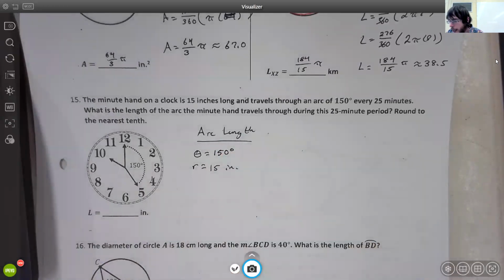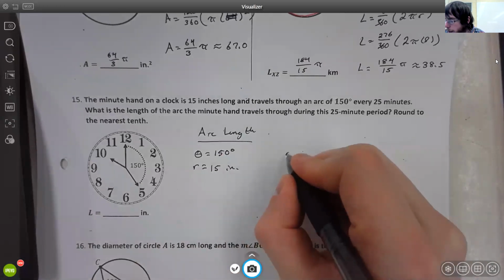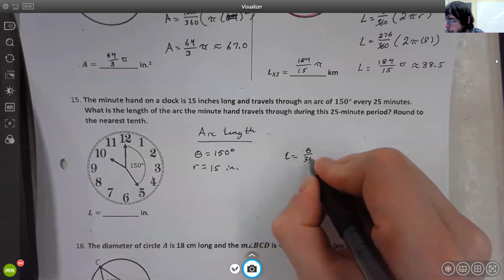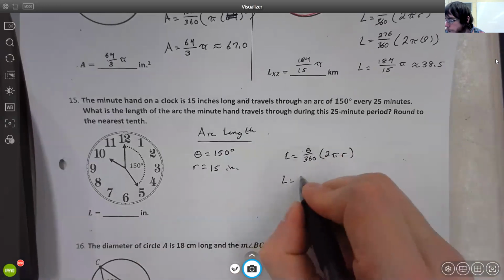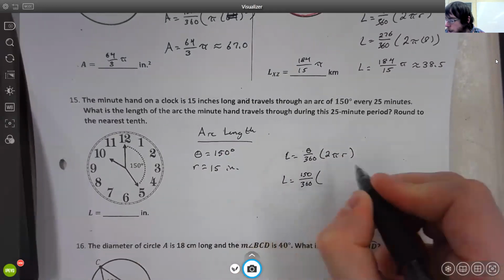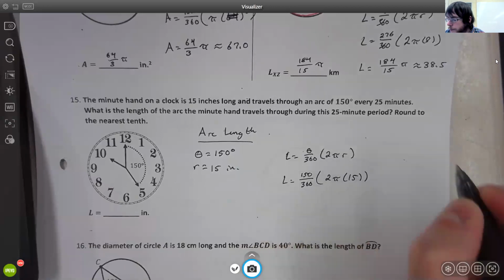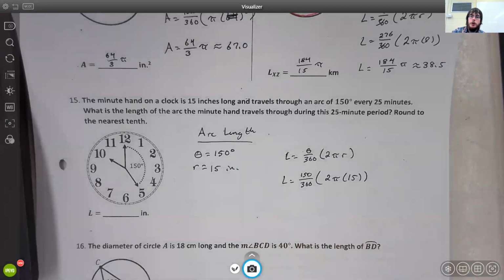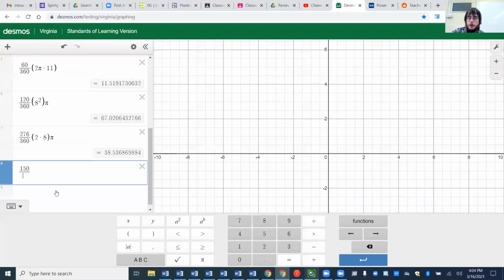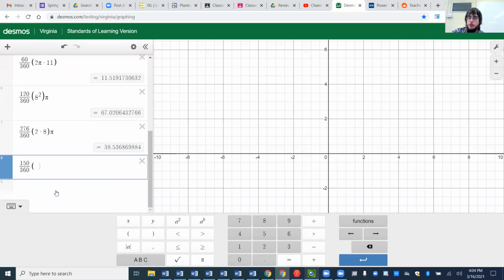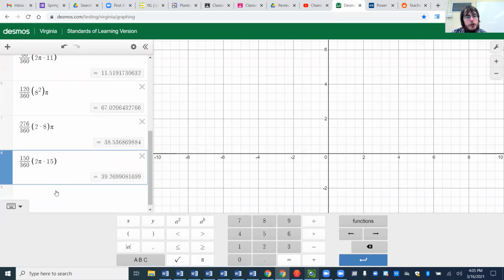And now we just plug it into the formula. So we have length equals theta over 360 times 2 pi r. So we have 150 over 360 times 2 pi times 15. And if we want it rounded, we're just going to plug everything in here. So 150 over 360 times 2 pi times 15. And rounded to the nearest tenth, we get the length of this is approximately 39.3 inches.